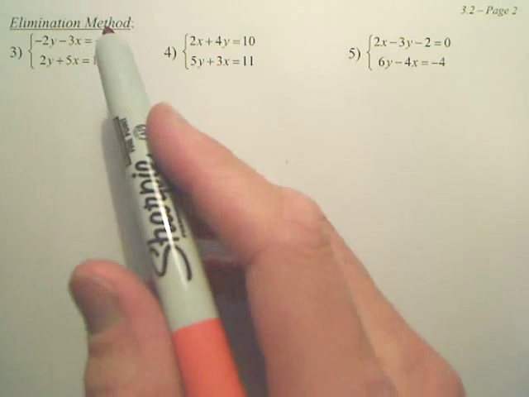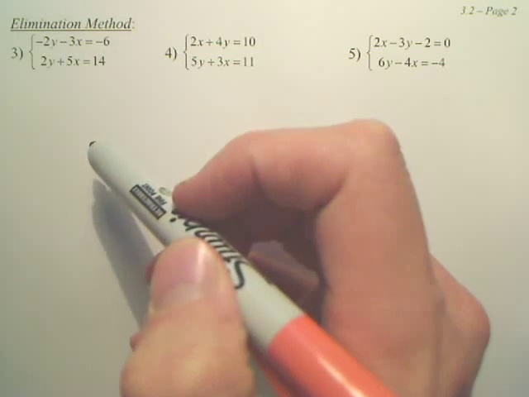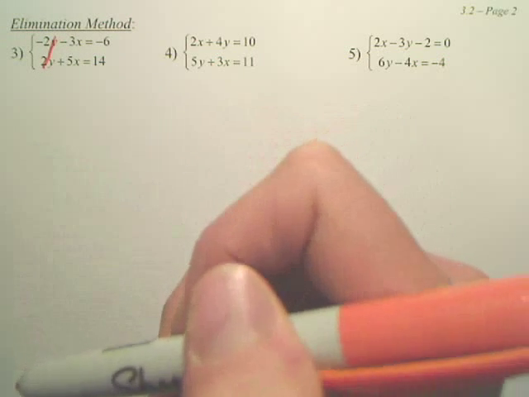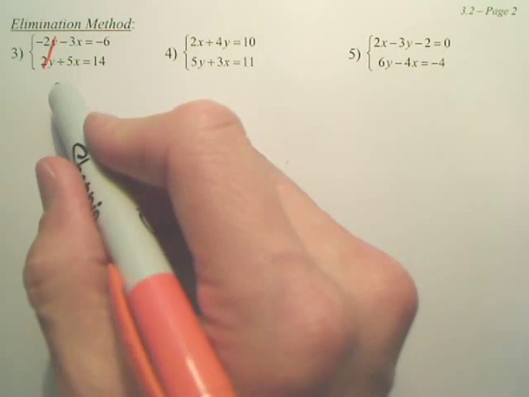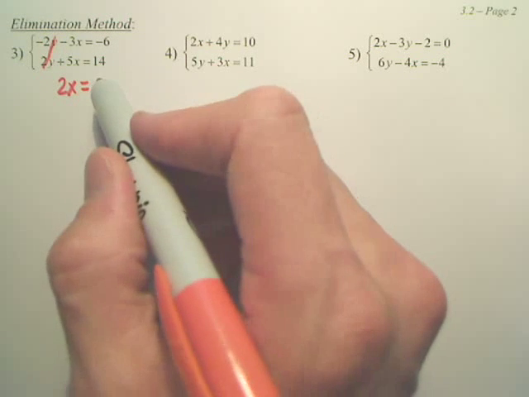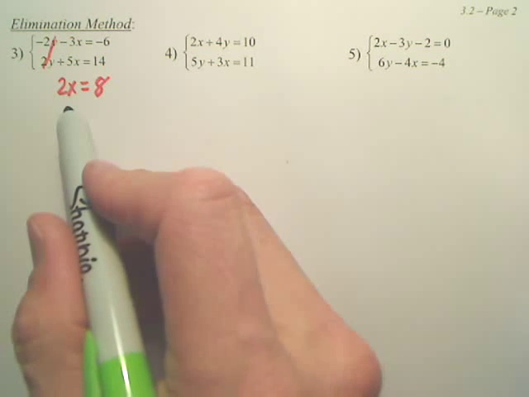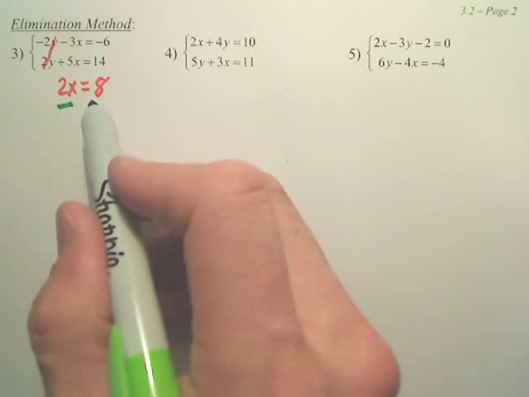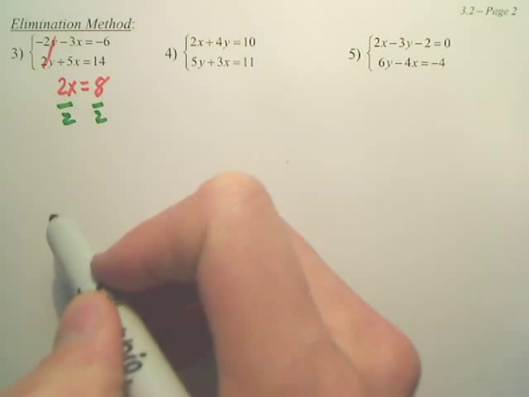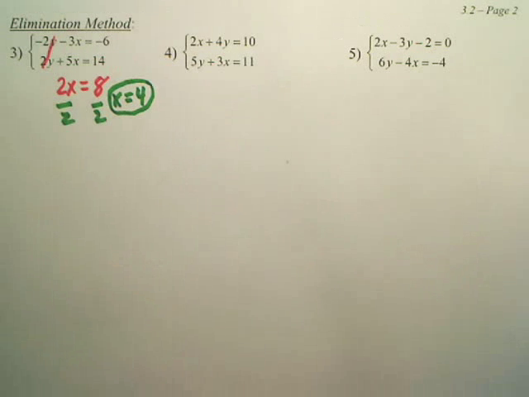Elimination method. Hint, you're going to eliminate. So if we look at these two equations, if we added straight down, do you see how these are going to eliminate? Leaving you 2x equals, and negative 6 and 14 gives you 8. It's a really cool method because it's really quick and easy. Now, to finish this off, we have to divide by 2, and we get x equals 4. You got a pretty quick, easy answer.